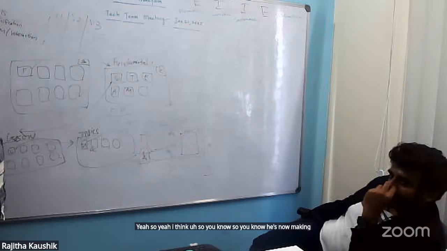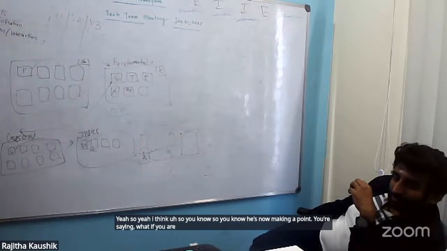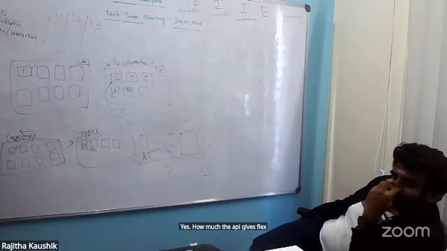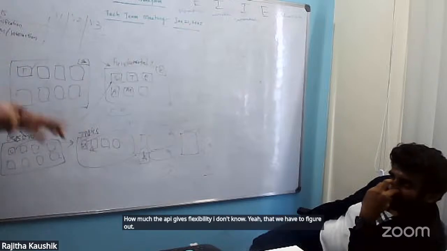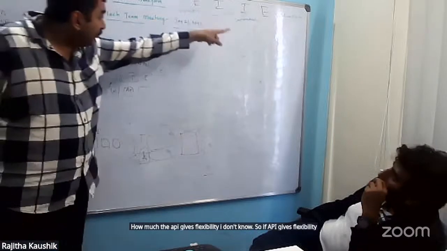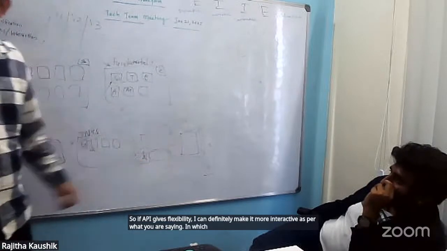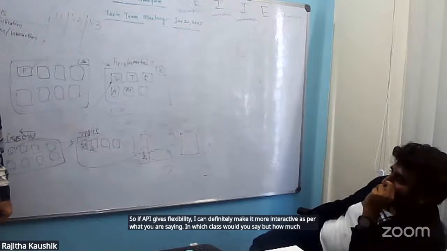So basically, if you are putting a wrapper around it, you have to build a UI, use the API of Google Classroom and build on the data. How much flexibility the API gives, I don't know. We have to figure that out. If the API gives flexibility, I can definitely make it more interactive as per what you are saying. Google Classroom gives an API, but how much flexibility you have, we have to check.